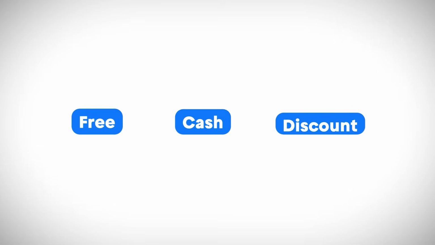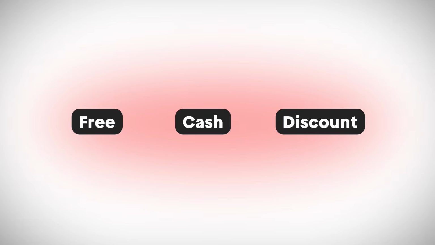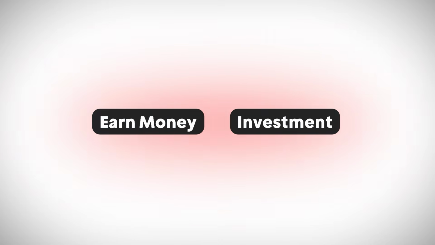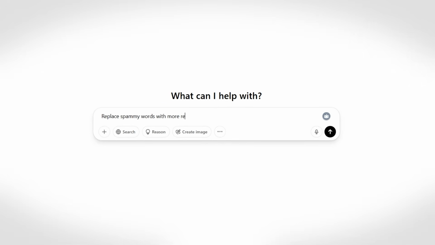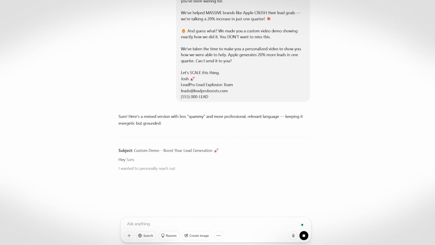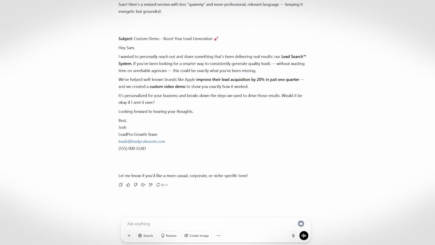Words like free, cash, discount might sound appealing, but they're often used in low quality and spam emails. Phrases that create urgency, such as act now or limited time, will have the same effect. Lastly, financial terms like earn money or investment can be risky as they're often associated with scams. Instead of using these risky terms, try to be a little more subtle with your language. Instead of free trial, you could say complimentary trial. This will still get the message across without raising any red flags. And if you're struggling to come up with variations, it's a very simple prompt in ChatGPT and you can find words that replace these spammy words that might get you away from the primary inbox.